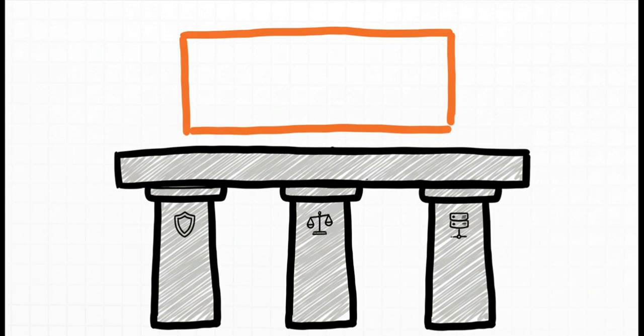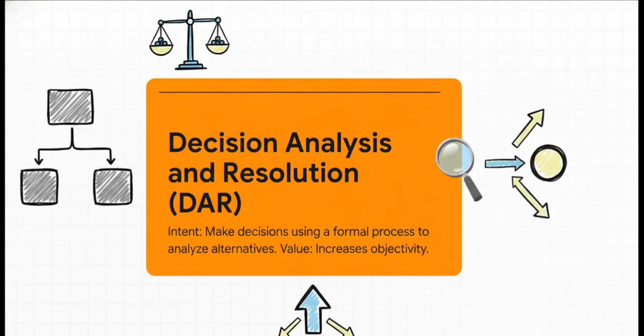This category covers critical support functions like how you make decisions, how you manage your data, and how you ensure things are safe and secure. And here's a practice that honestly can transform a team's culture. It's called Decision Analysis and Resolution, or DAR. It sounds kind of formal, but it's really simple.